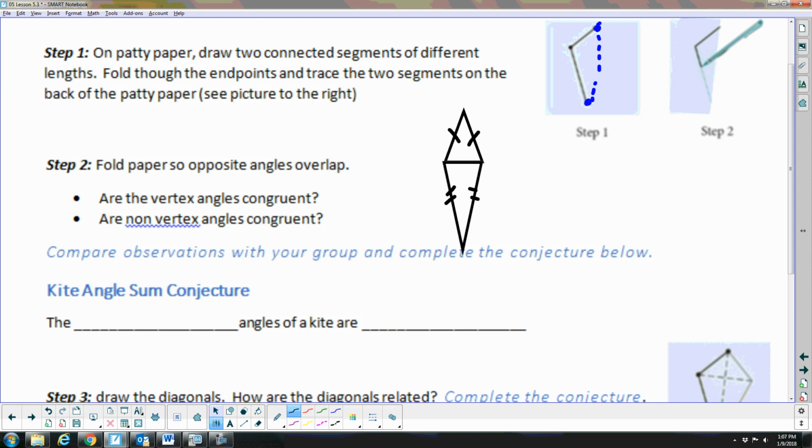And the first thing that you should see is looking at those two vertex angles and the two non-vertex angles. Again, these are your vertex angles, and these are your non-vertex angles. Just looking at those two sets of angles, you should notice that the non-vertex angles are congruent.